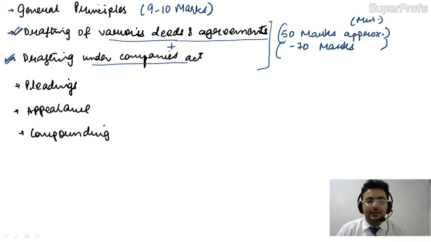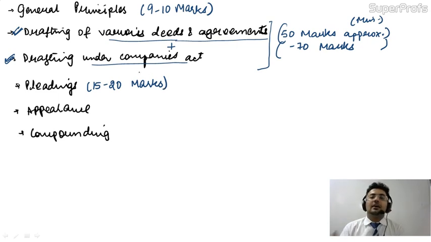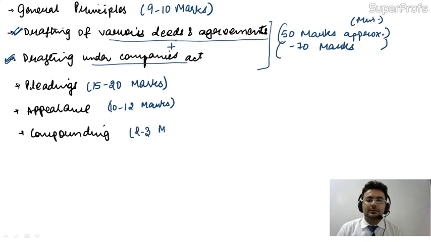Apart from that, when it comes to pleadings, you can assume 15 to 20 marks. That is just an estimation. Appearance can be there for 10 to 12 marks, and compounding of offences will be there for 2 to 3 marks. Sir, it looks like it's more than 100. Yeah, that is just an estimation, tentative marks which we have come to know after evaluating a lot of papers.